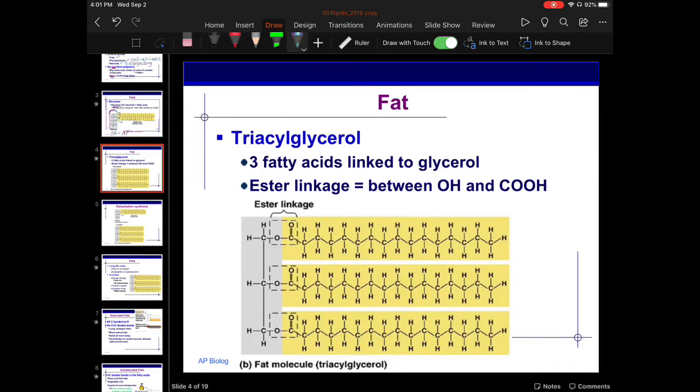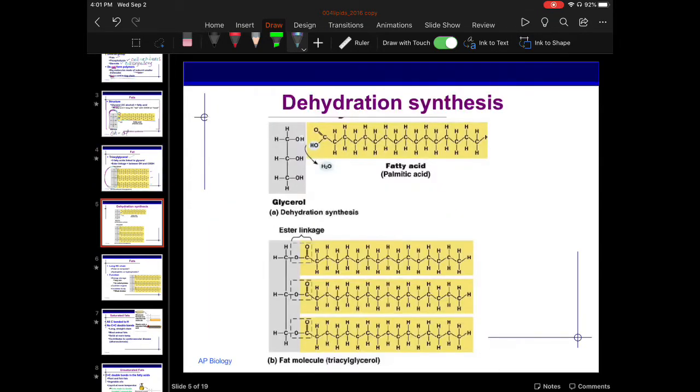So this is a triacylglycerol. Triacylglycerol. Say it again. Triacylglycerol. Just got to practice. Three fatty acids are linked to a glycerol. So we have 1 tail, 2 tails, 3 tails, and we still have this glycerol head. And in between, they are linked together with what we call an ester linkage, which is a carbon connected to an oxygen. And they're put together with dehydration synthesis.